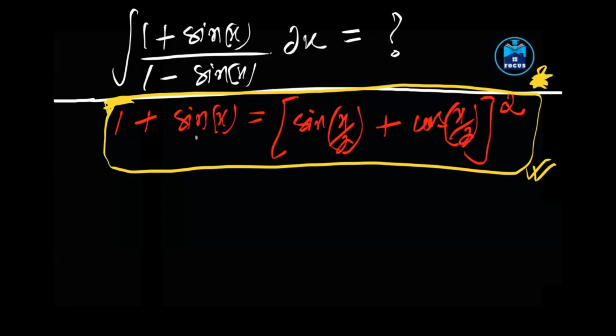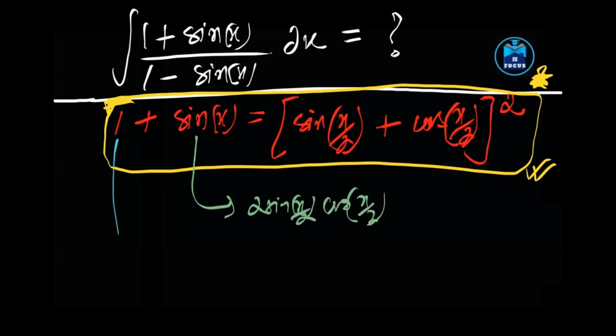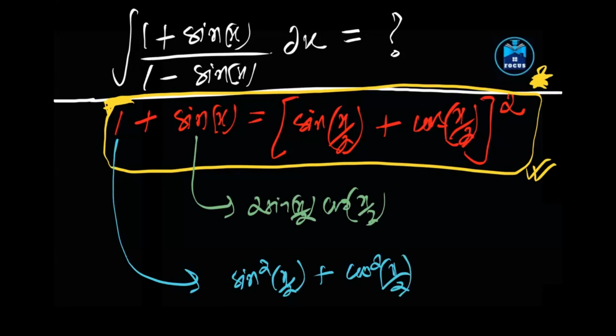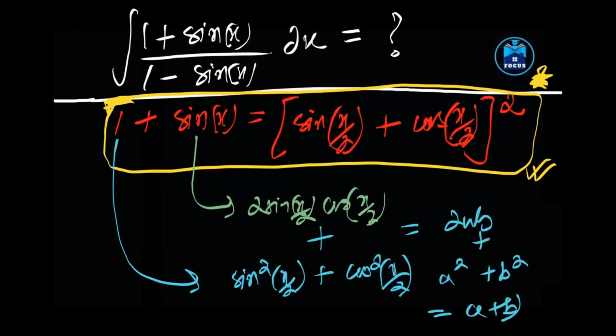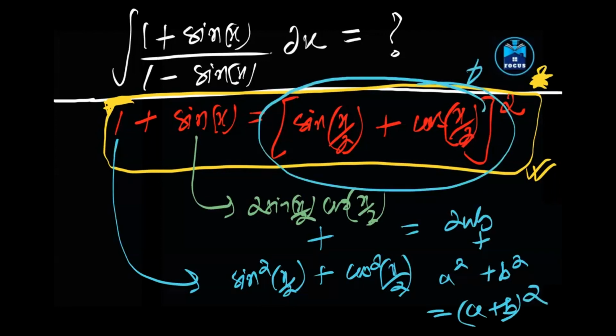this is 2 sine x by 2, cos x by 2. And this can be written using the formula as sine square x by 2 plus cos square x by 2. Is this what you are going for to explain? Yes. Okay, and by adding them, you can easily find that this is actually a square plus b square plus 2ab, which can easily be written as a plus b whole square. So that would be simply this thing. Is that all right? Yes.